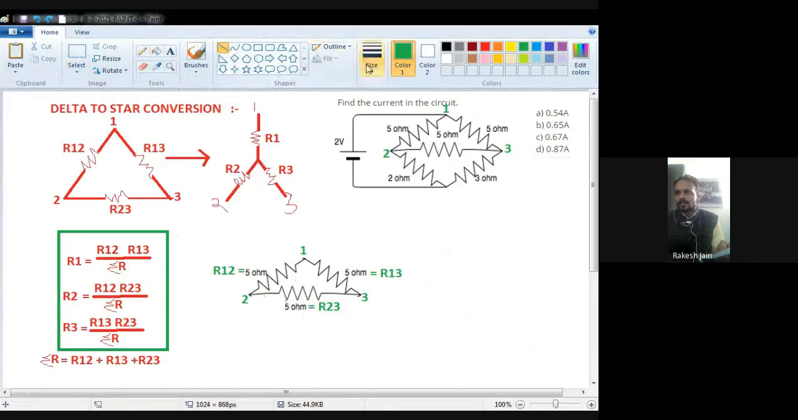Wait, can you wait? I decrease the font size so that you can easily understand. I just decrease the size a little bit.